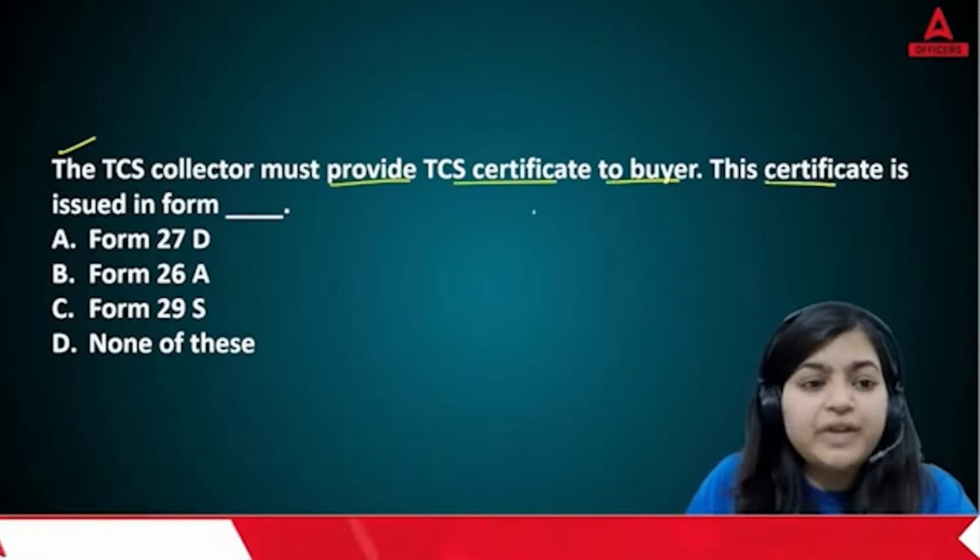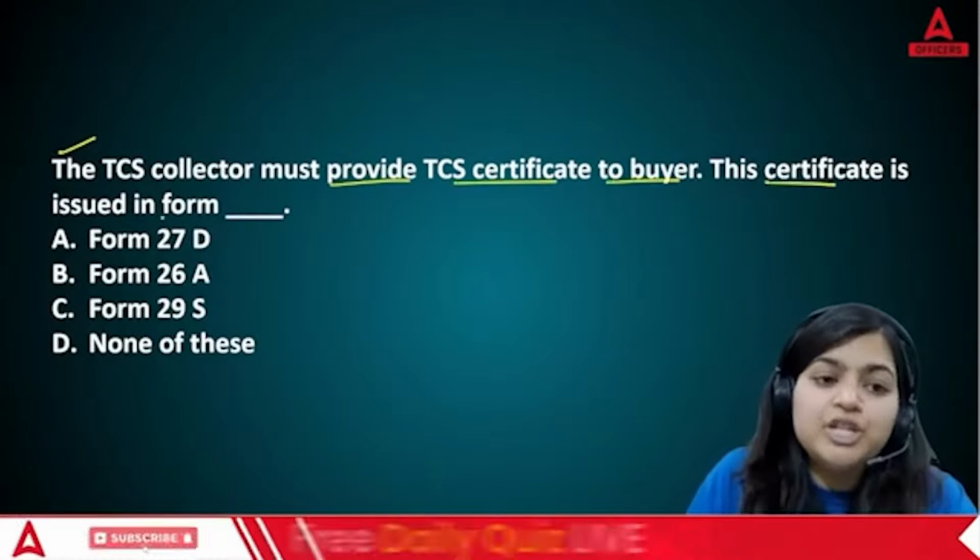Now this certificate is issued in the form. Again, this question is based on your TCS. Under TCS, you have one seller and one buyer. The seller will supply goods to the buyer.